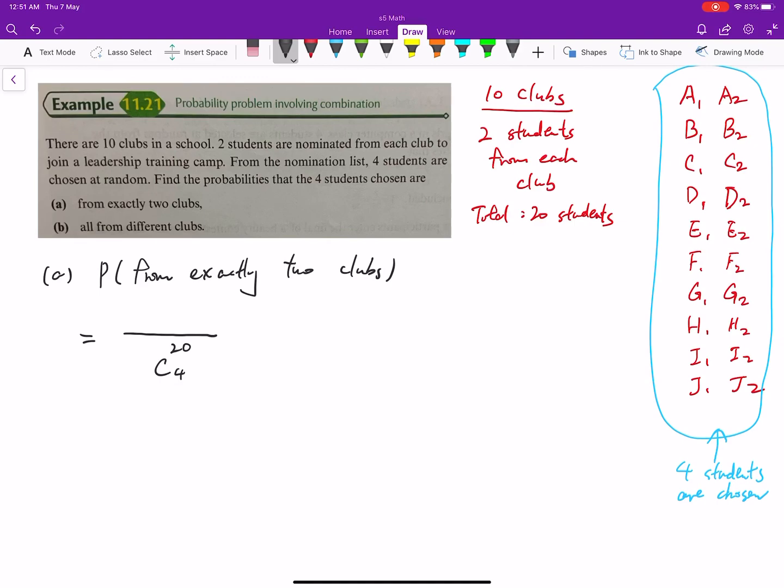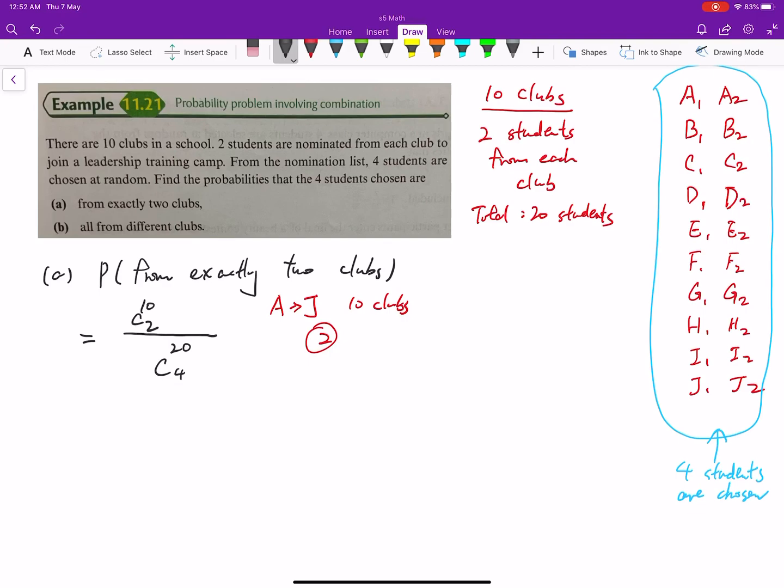First of all, you need to count the number of different clubs. For example, you have AB clubs or you have AC clubs, like this. So you simply choose from A to J, right? You have 10 clubs, and then we choose 2 out of them, like AB or BC or EH. Then it should be 10C2.